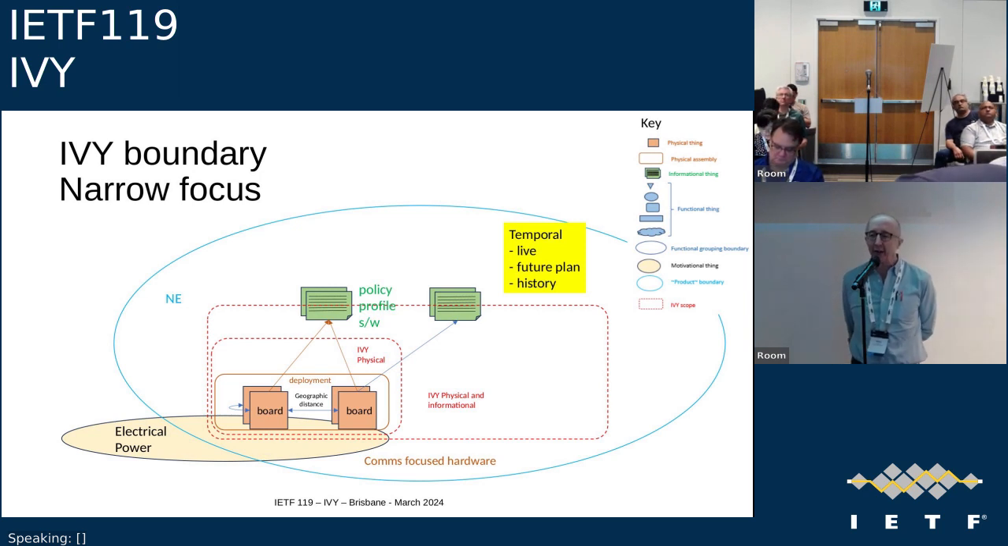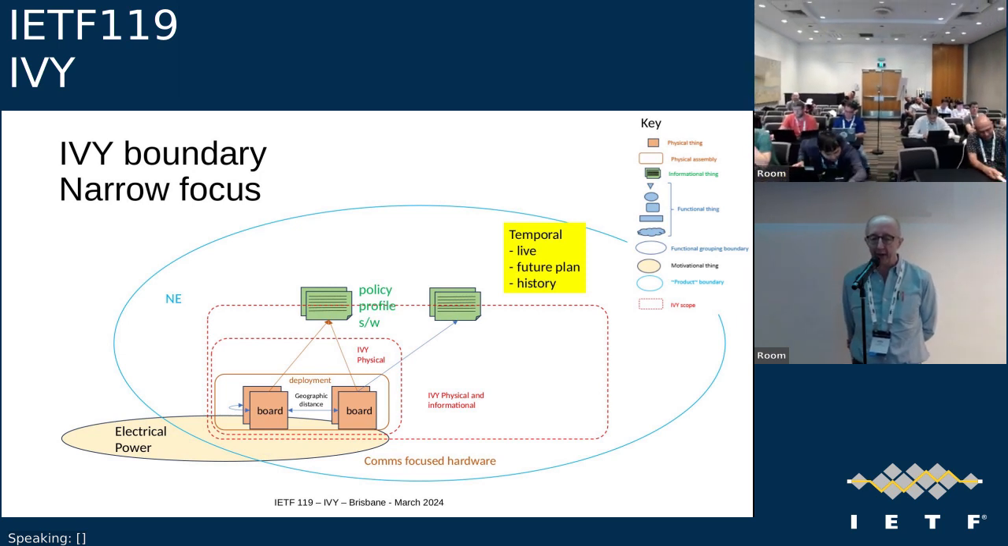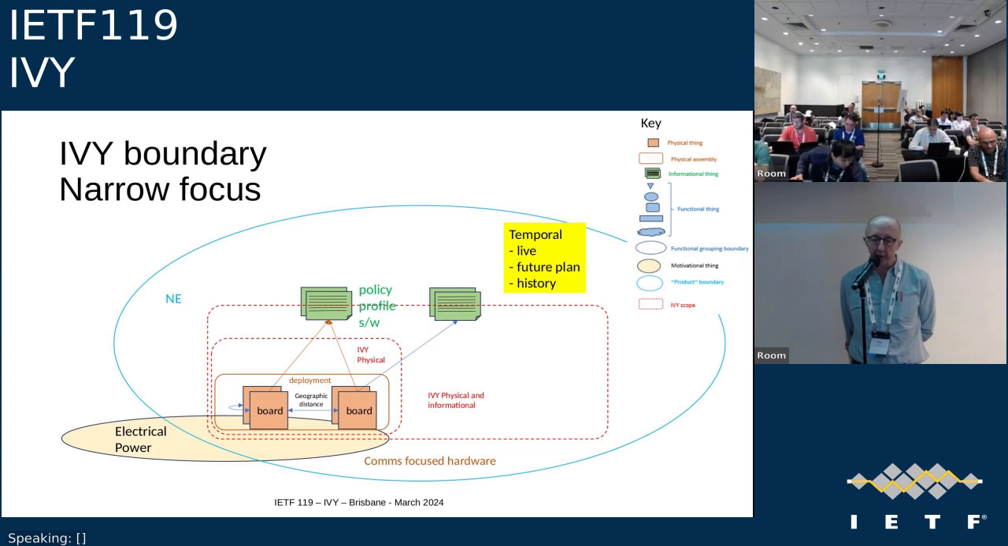So in that picture, there's a blue ellipse that represents the traditional term network element. Within that, I've got some physical things, which are the circuit packs, and I've got some informational things, the software. And I've got this power, which is sort of motive force that drives that solution. And the physical things in the network element are in IVY scope. The informational things in the network element, some of them may be in IVY scope, some may not be, and we need to look at what that means. The motivational bit, the power, not within IVY scope, we're not looking at that. So that's sort of like the initial focus on the thing.